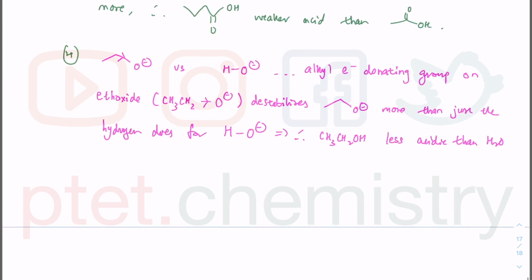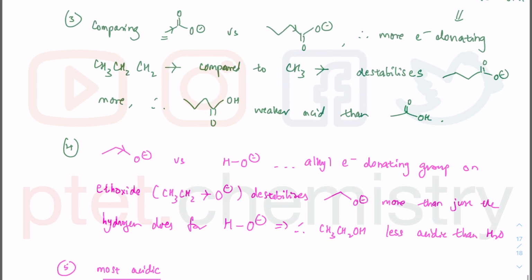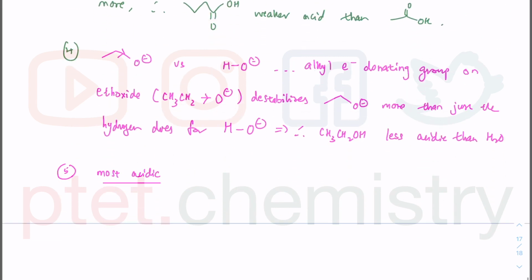So now I am ready to state from the most acidic to the least acidic. The most acidic is going to be, if you compare the carboxylic acids, this is weaker than this. So this is going to be the stronger acid. So you start from ethanoic acid, and then you follow that by butanoic acid, as I've explained why butanoic acid is a weaker acid than ethanoic acid.